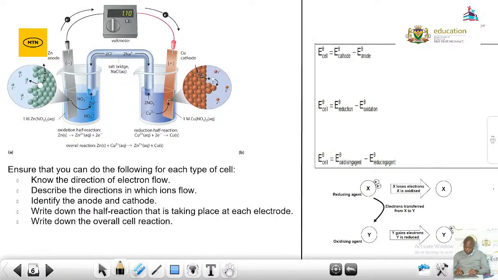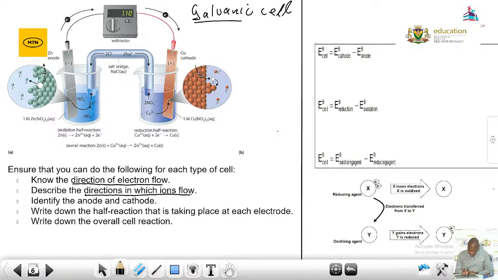Let's quickly go now to electrochemistry. So when we get to electrochemistry, this is our galvanic cell. So in a galvanic cell, possible questions are, we need to know the direction of electron flow. At the very same time, we need to describe the direction in which ions are flowing. So I chose this diagram because it clearly indicates which ions are going and which side the cations are going. And we have our anode and cathode. I will explain that further.